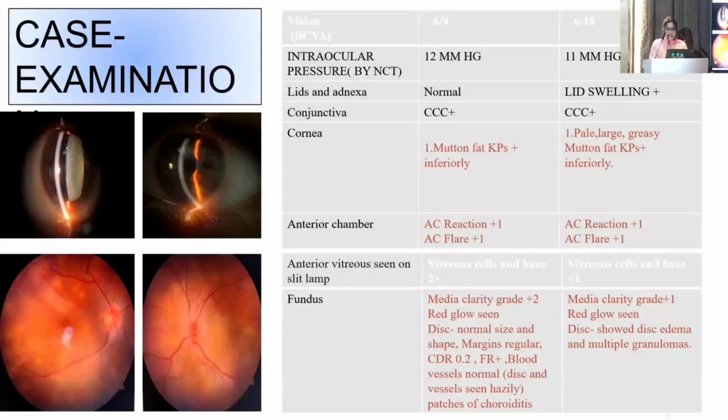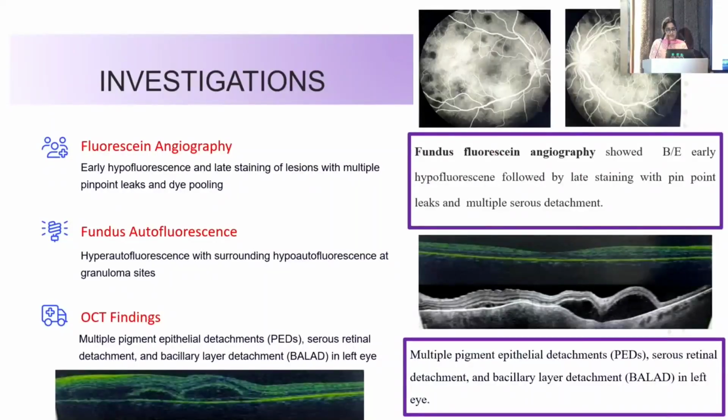The fundus in the right eye showed media clarity grade 2, and the disc was normal size, normal shape, margins were clear, cup disc ratio of 0.2, foveal reflex was present, the blood vessels were within normal limit but were seen hazily, and patches of choroiditis were seen. In the left eye, the disc showed disc edema along with the presence of multiple granulomas.